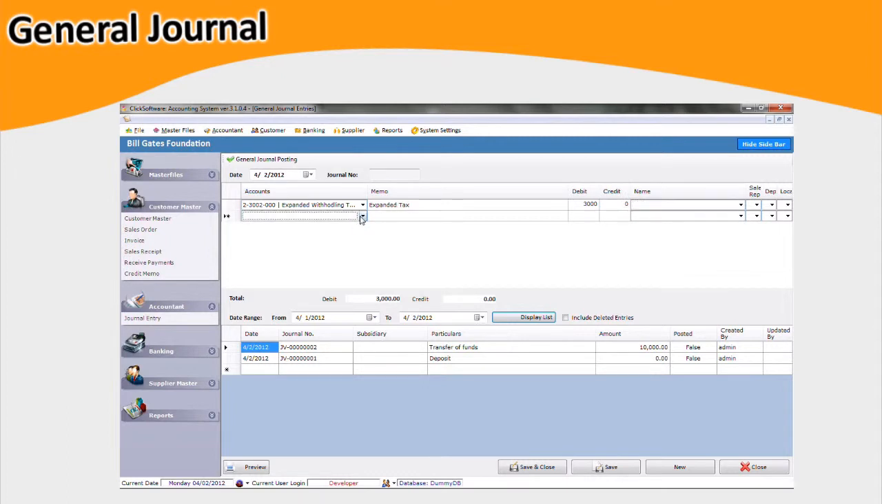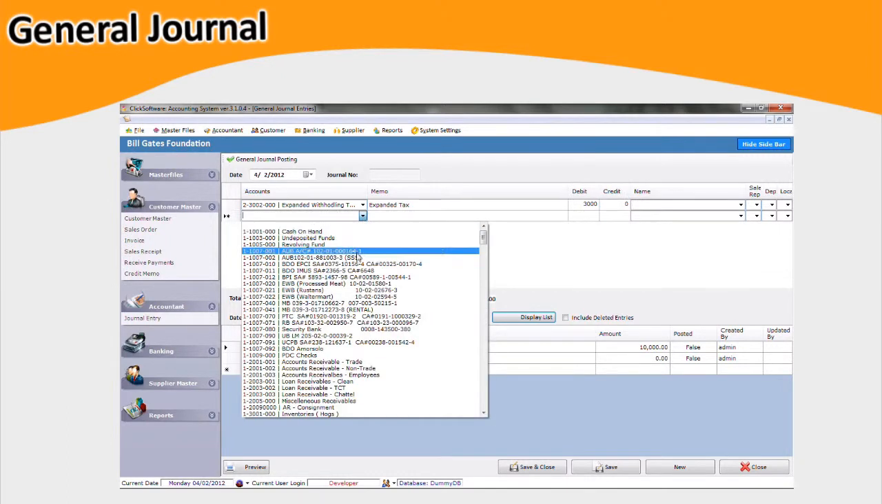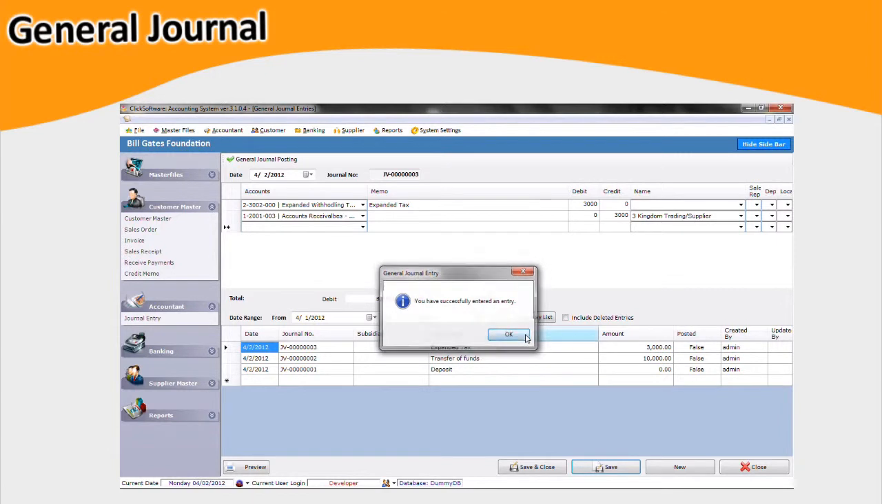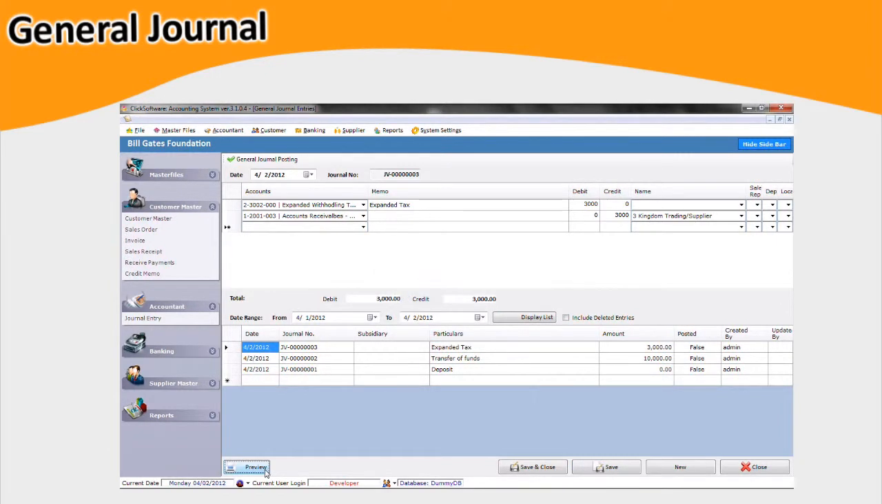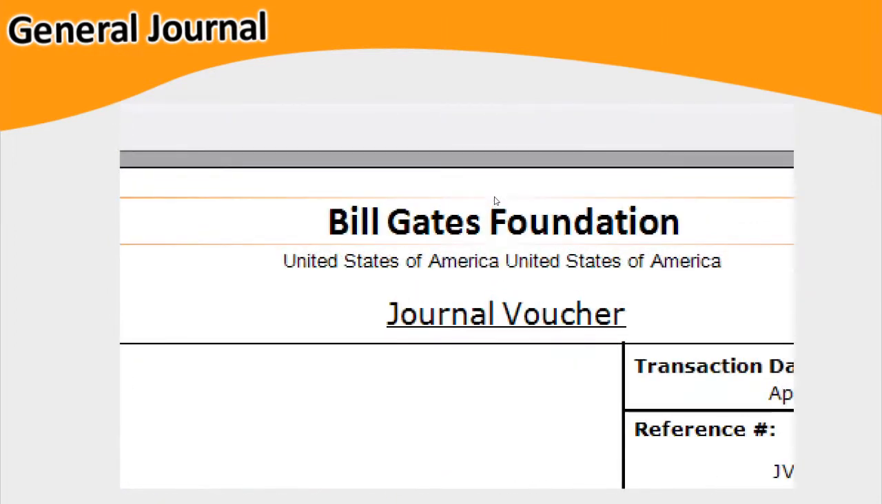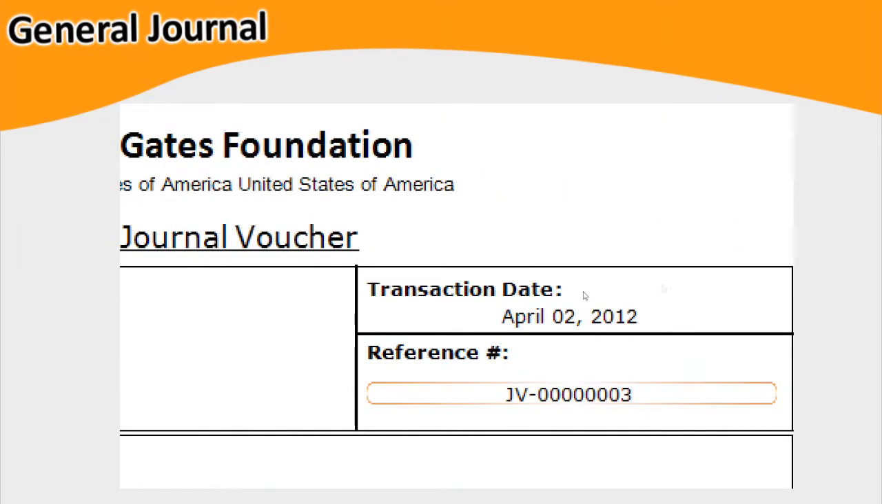For the credit side, select account from the drop-down list. Fill out the memo column to enter some description of the account. Click Save. Click Preview to view the journal voucher of the journal entry. Journal voucher will be displayed where the journal entry that you create is listed.